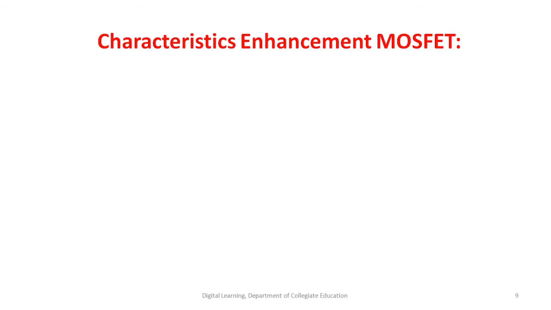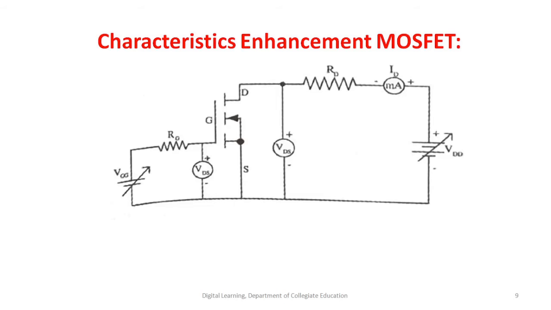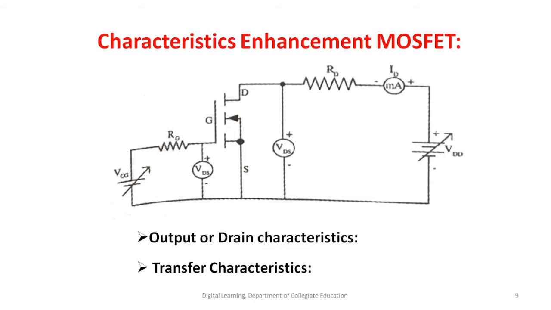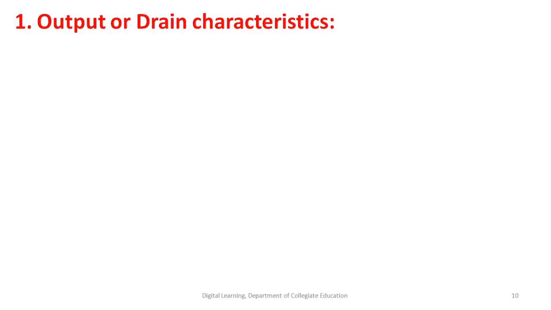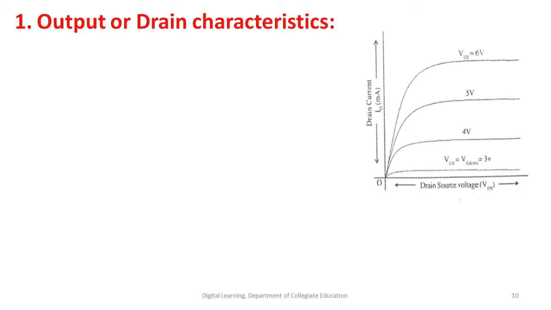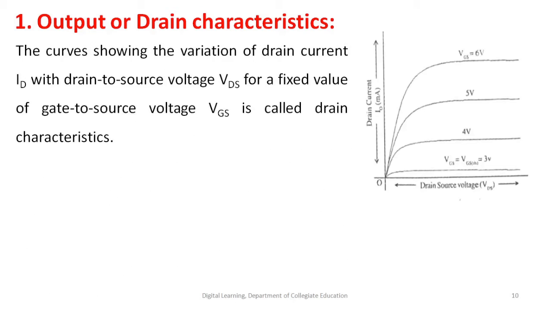Now coming to the characteristics of enhancement MOSFET. This is the circuit diagram of enhancement MOSFET. There are two characteristics for enhancement MOSFET, that is output or drain characteristics, and another one is transfer characteristics.